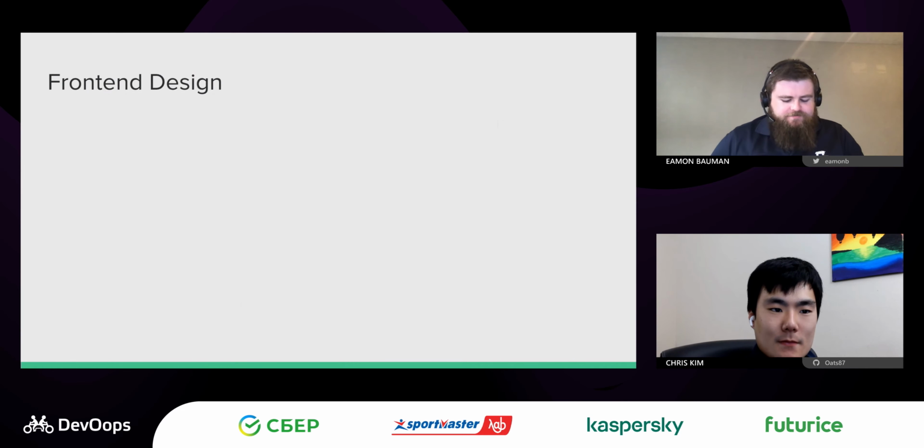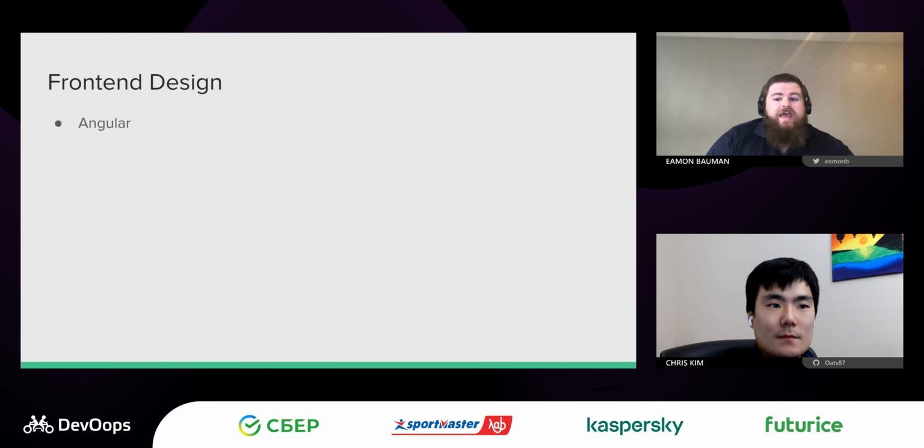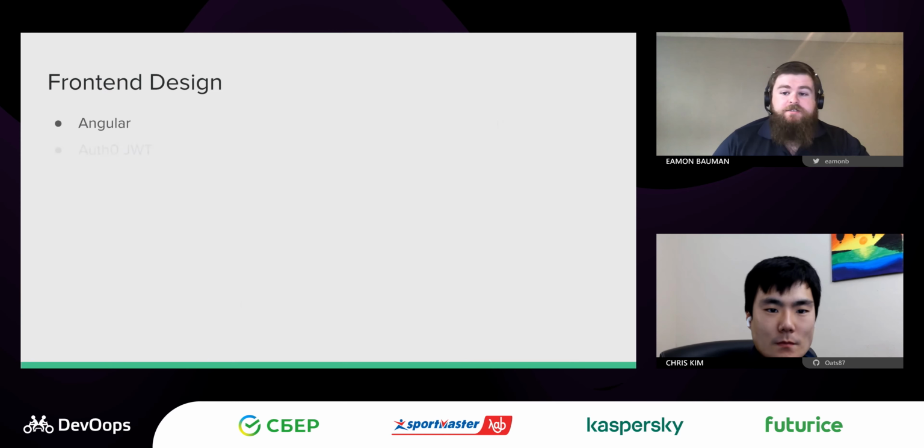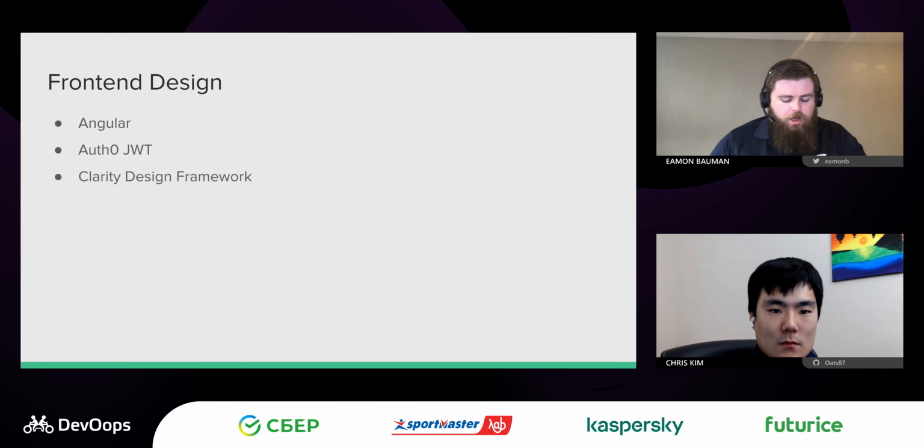Thanks, Chris. Excellent. So the front end design components: we started with Angular as our primary design and framework tool for the front end. I implemented a few different libraries into Angular. Auth0 publishes an excellent JWT plugin, so we're using that for our authentication. We make use of the Clarity Design Framework, originally released by VMware. It is an excellent design framework, highly opinionated, easily manageable, and I'll get into those details in a moment.